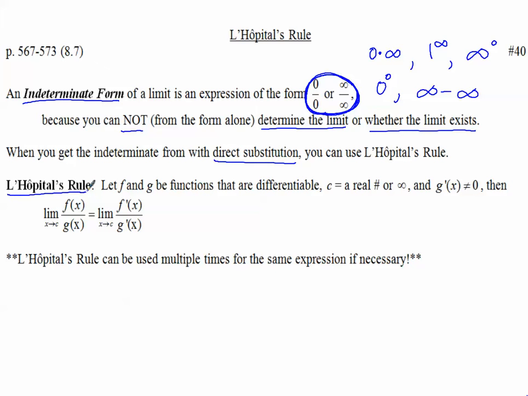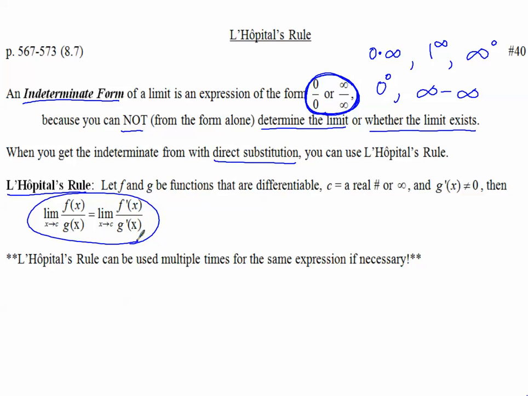L'Hopital's rule tells us that if f and g are differentiable functions, we have a quotient that will yield 0 over 0 or infinity over infinity, and the derivative of the denominator is not 0, then the limit is equal to the limit of the derivative of the numerator divided by the derivative of the denominator. Notice that we're not using the quotient rule, but merely taking the derivative of the numerator and the derivative of the denominator. This is L'Hopital's rule.